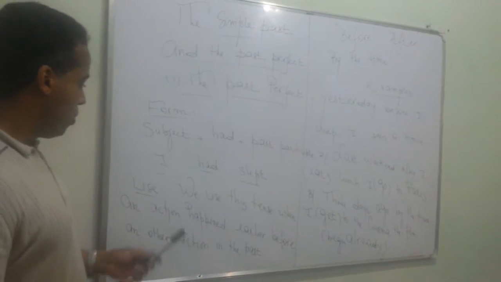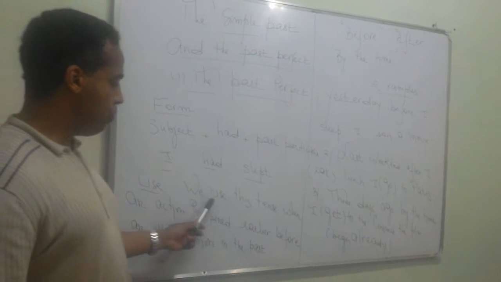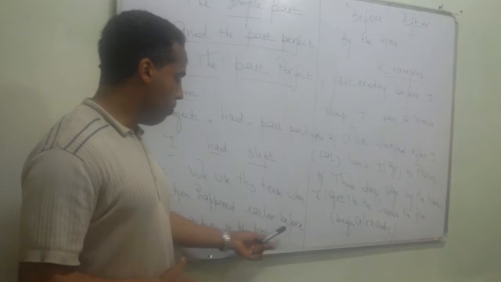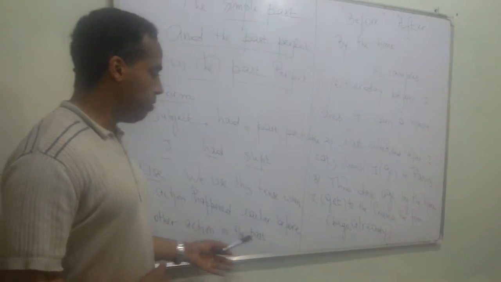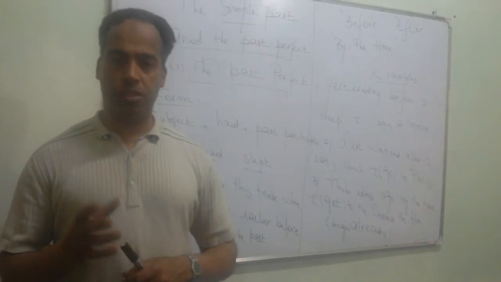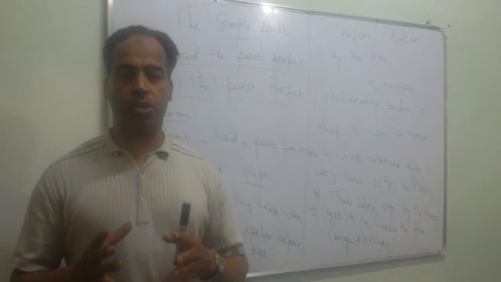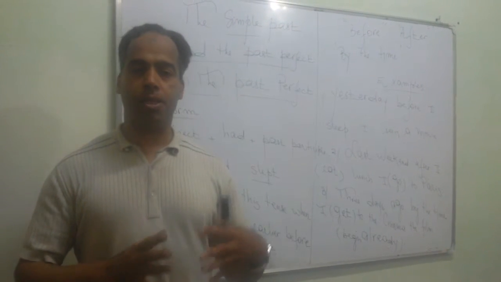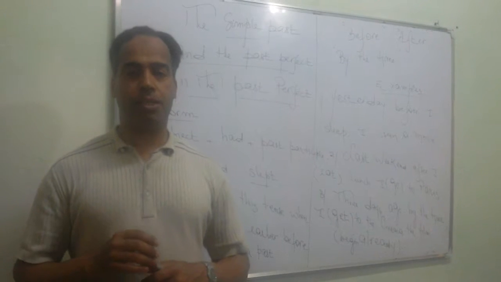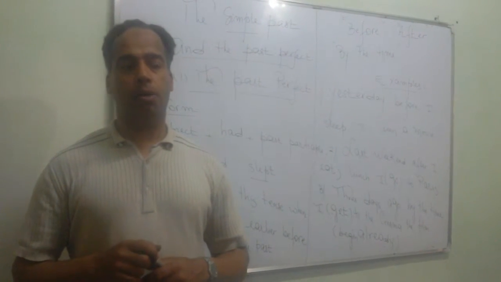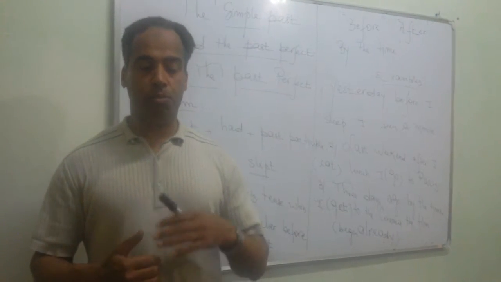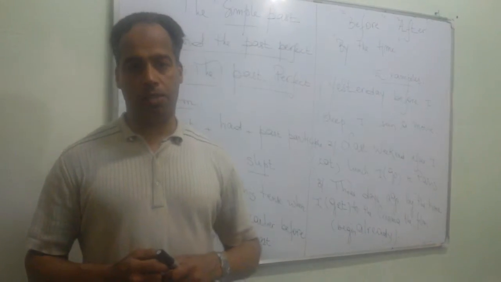Okay? Good. So as for the use, we use this tense when an action happened earlier before another action in the past. I'm going to explain. What is important is that we should know first that we speak about a past action. There are indicators. The past perfect is used to mean that we speak about an action that happened before another action in the past. Okay?